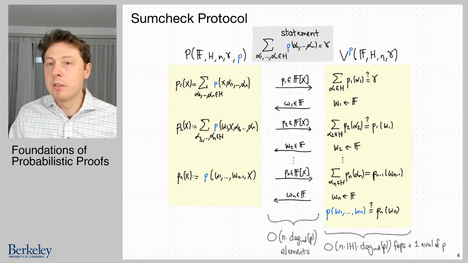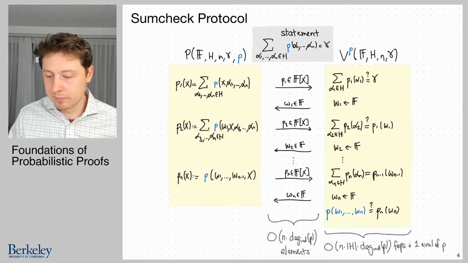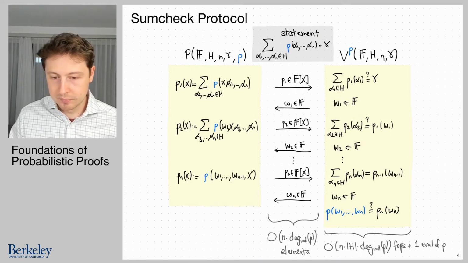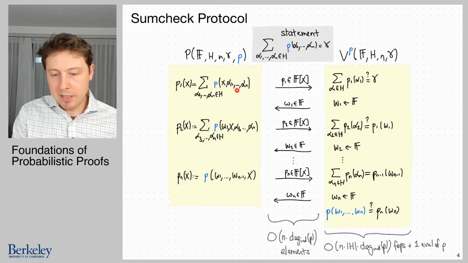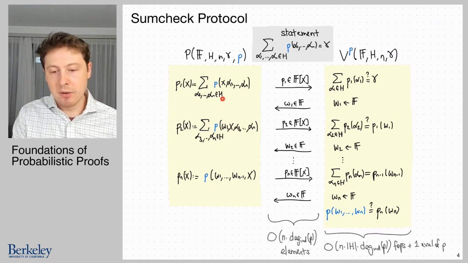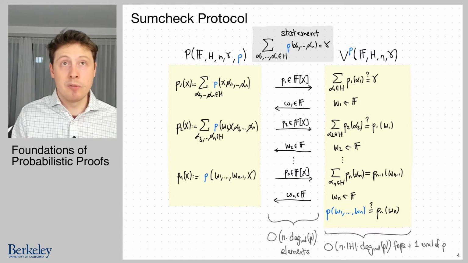I had a question. Yeah. So what did the prover do in the first step to make it a univariate polynomial? It just, you sum away all the variables, right? So if p has n variables and I sum away n minus 1 of them, then I'm left with only one variable free.